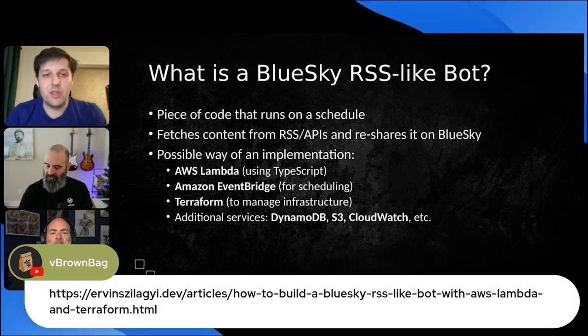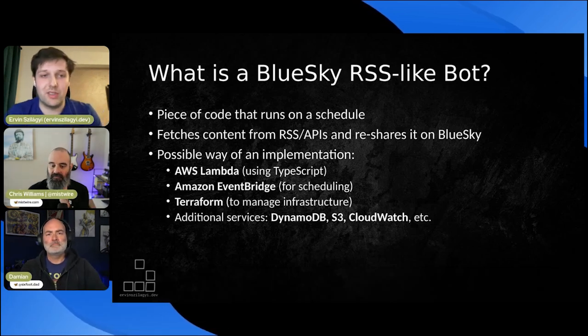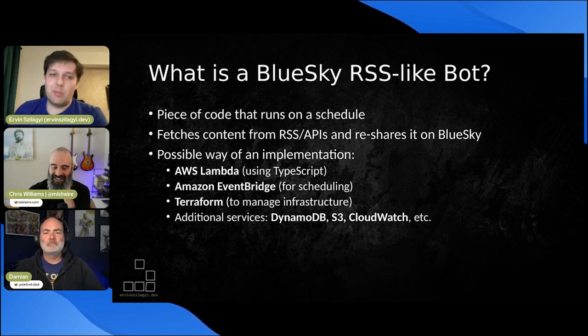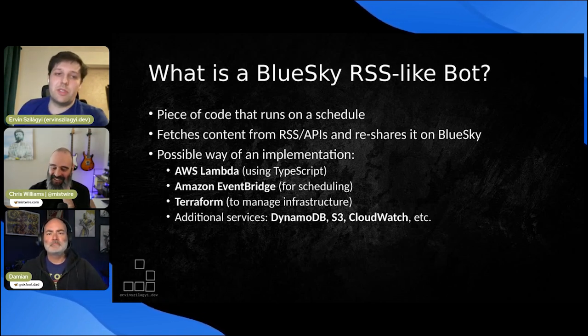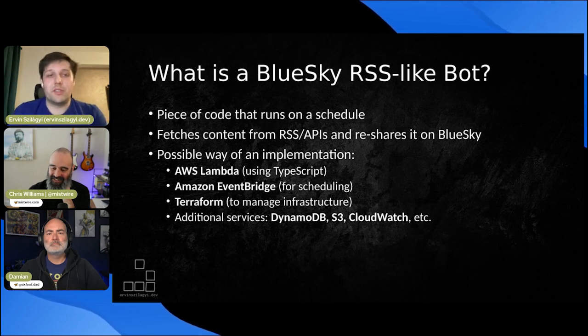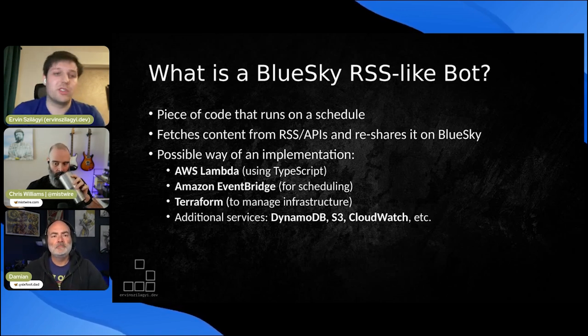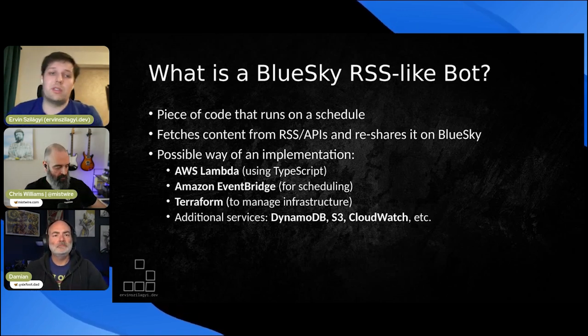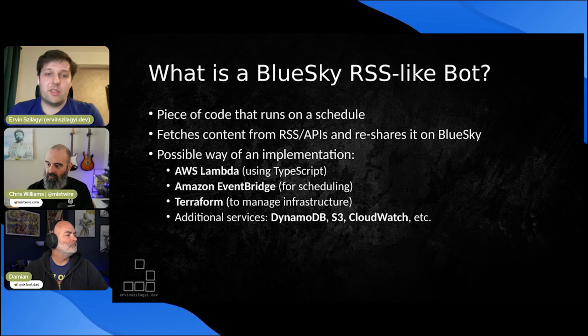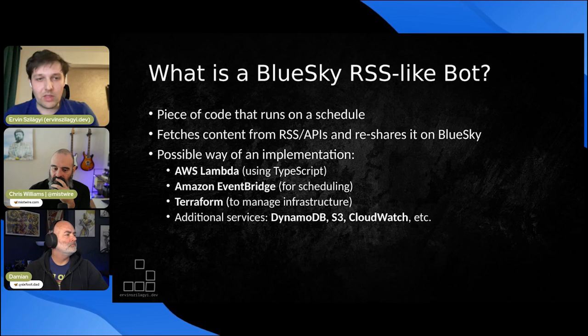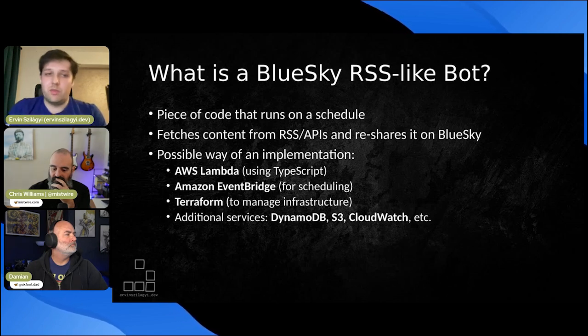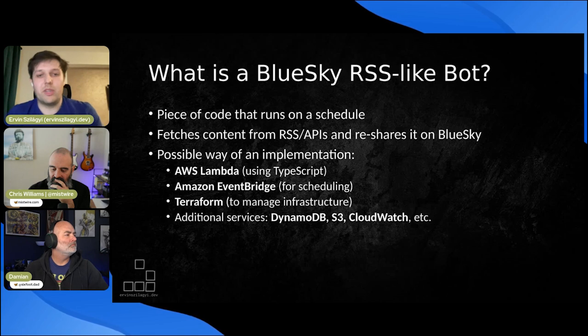Before going into how the bot actually works, a little bit of context about what an RSS-like bot is. It's not anything official. In the context of this talk, an RSS-like bot is a piece of code which runs on a schedule and shares content from other places. It also mentions the author, builds a card, and backlinks to the original post. A possible implementation would be to use a stack from AWS, serverless Lambda, and everything else you need to make this bot happen.